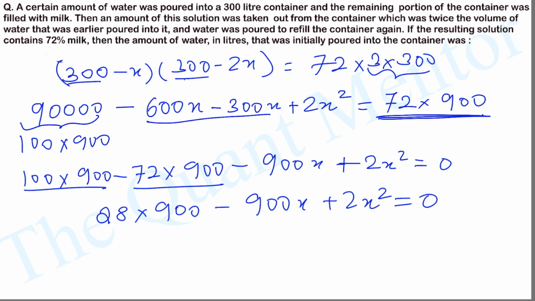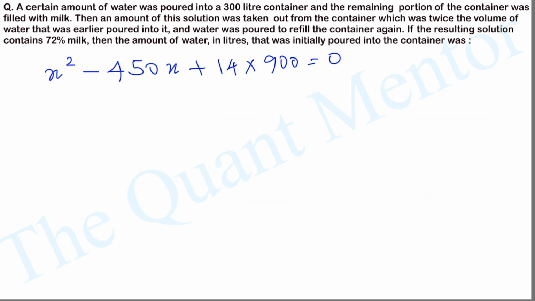The next step is I divide throughout by 2 and rearrange the terms. The equation becomes x square minus 450x plus 14 into 900 should be equal to 0. So now it's a quadratic equation. We want to factorize this by finding out two numbers whose sum would be 450 and product would be 14 into 900.